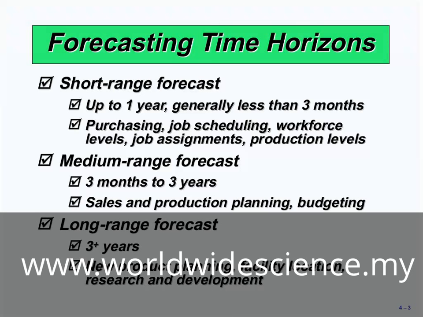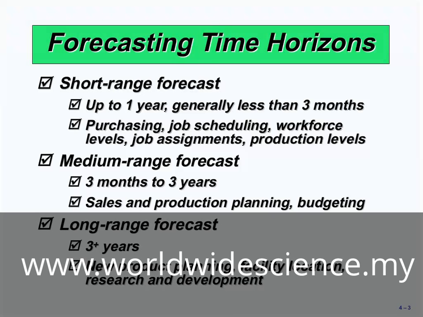The short range forecast is up to 1 year, and also 8 months or 9 months can be placed in short range forecast. So, for example, in issues like purchasing, job scheduling, workforce level, job assignment, and production levels, the operation managers select the short range forecast.